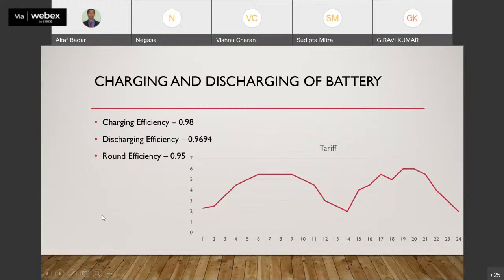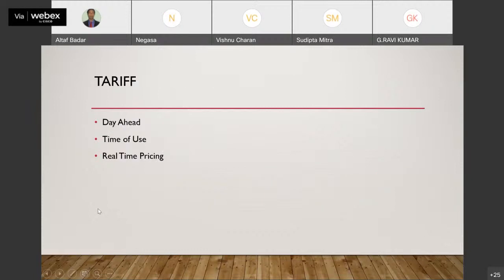Okay, so let me just move ahead with this slide now. There are three different kinds of tariff. Usually, day ahead and time of use are classified as the same thing. I have already given you an explanation on this as to how we pay for electricity. Now, again, there is a difference between the first two and the third one.